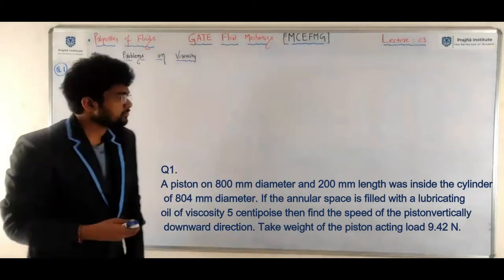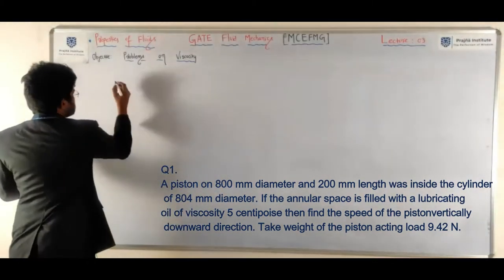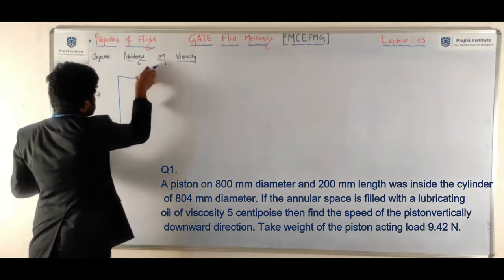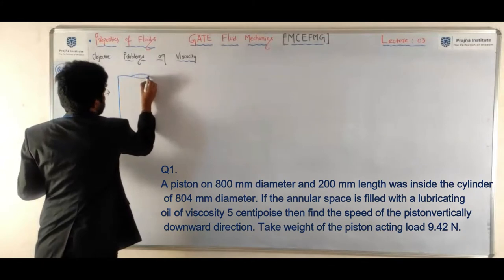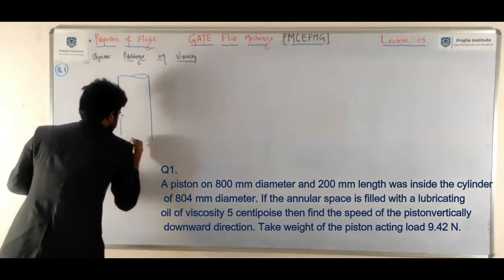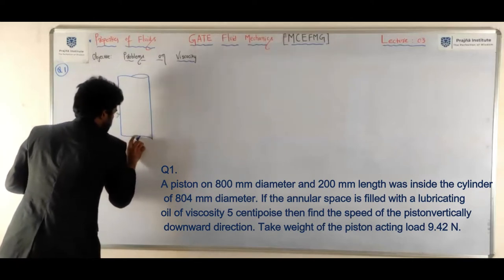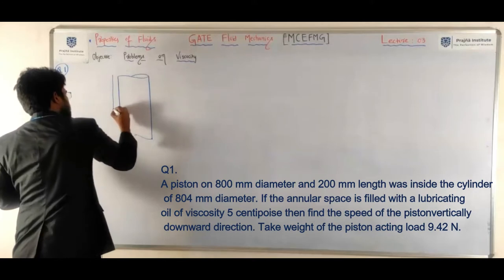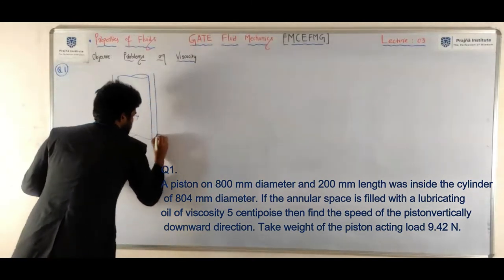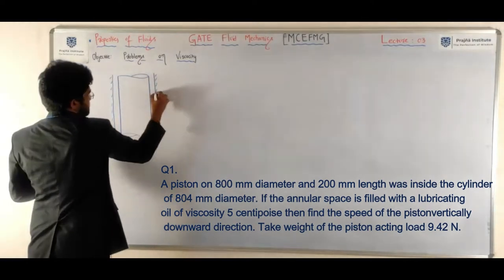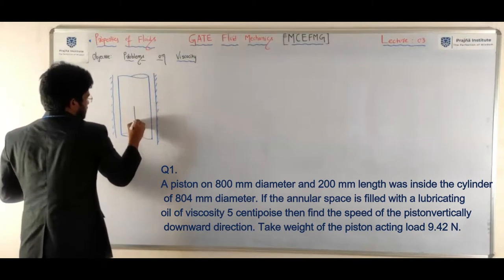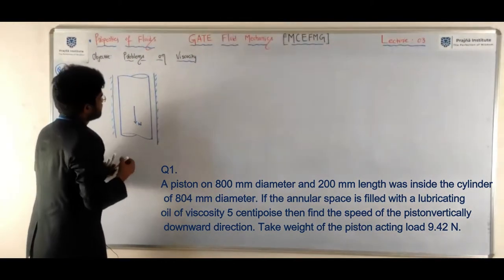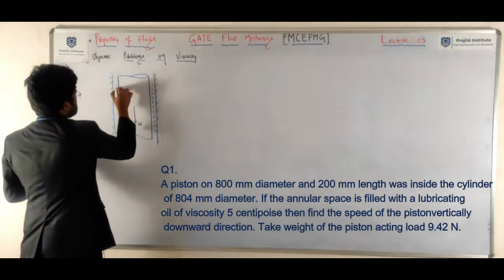First, draw the figure. Here, this is the piston, present inside the cylinder. The weight acts downward. The annular space is filled with oil of viscosity 5 centipoise.